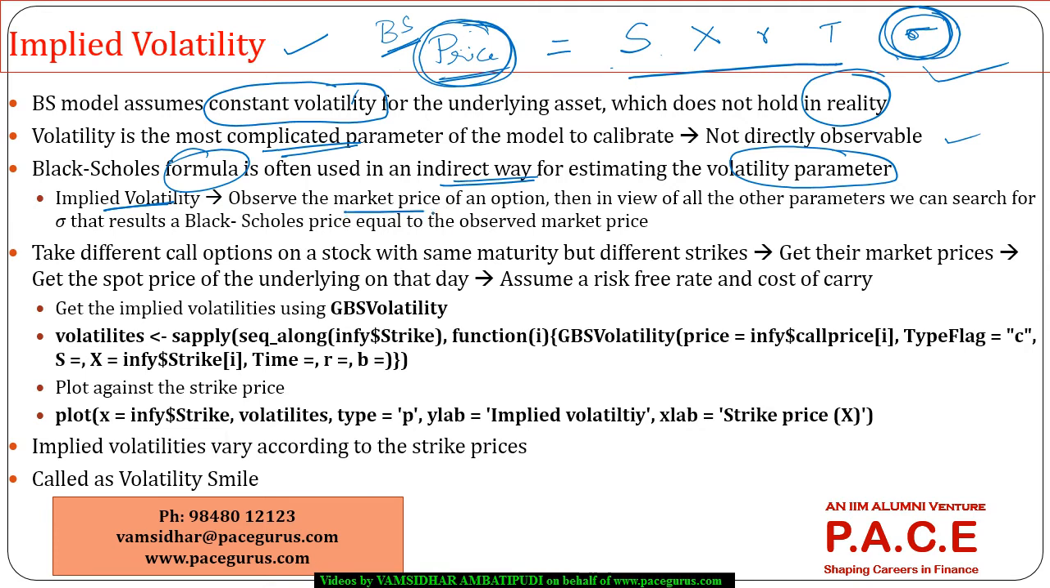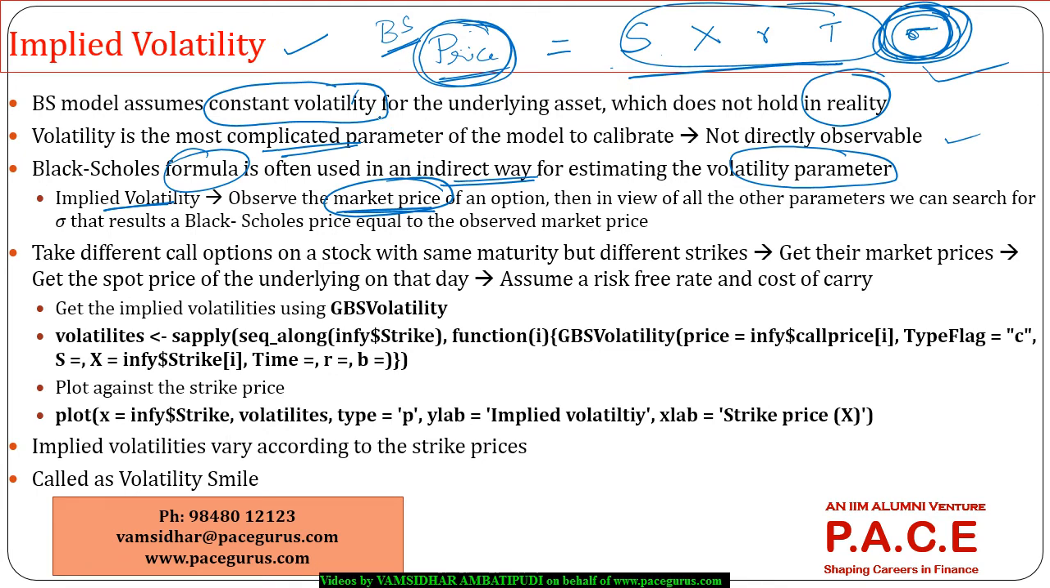So here, instead of computing the price of the option, we take the price of the option from the market. We take all the other parameters as they are. So this will become the unknown for us. So we search for this standard deviation by equating the Black-Scholes price to the market price. So that is what is measured.